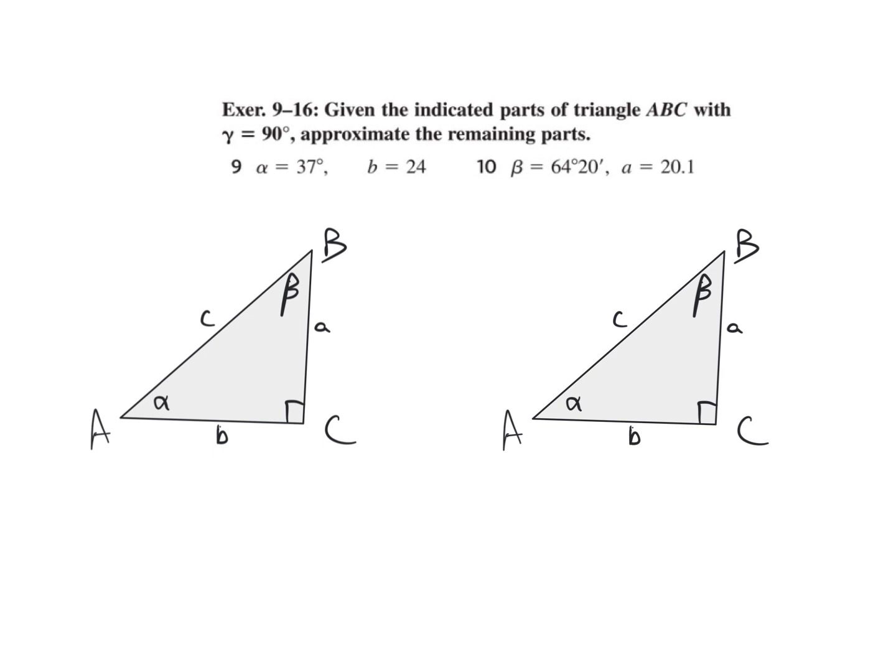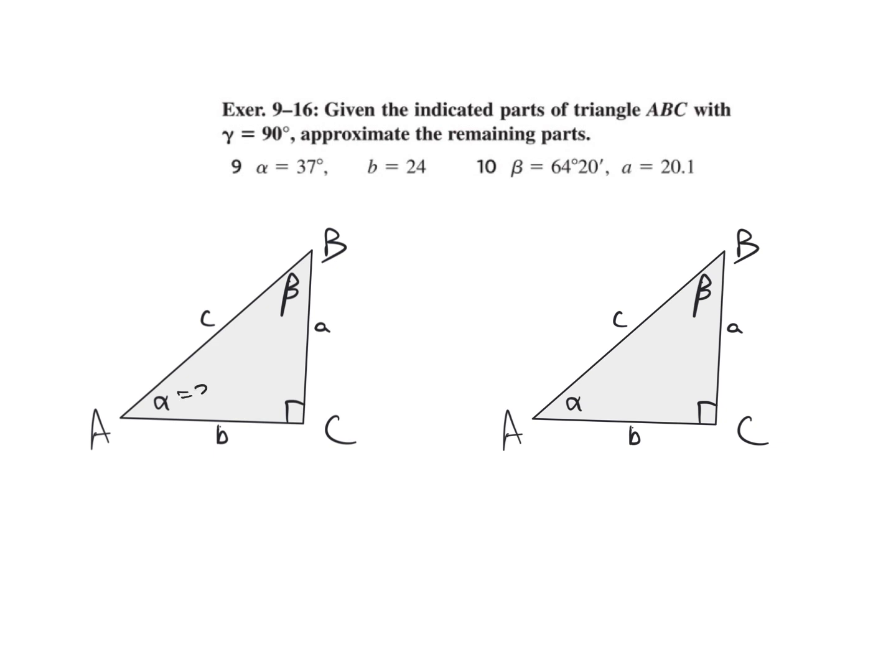Number 9, given the indicated parts of the triangle ABC, approximate the remaining parts. So now we will use our calculator. Whenever it says approximate, that doesn't mean guess. It means get your calculator and round your answers.